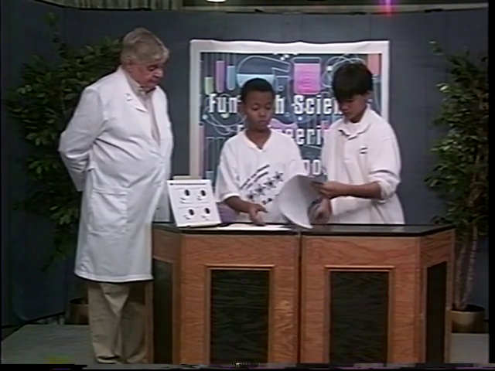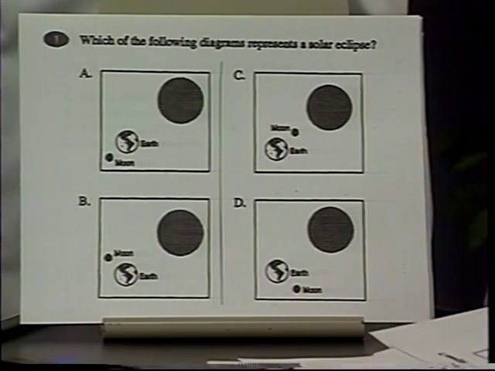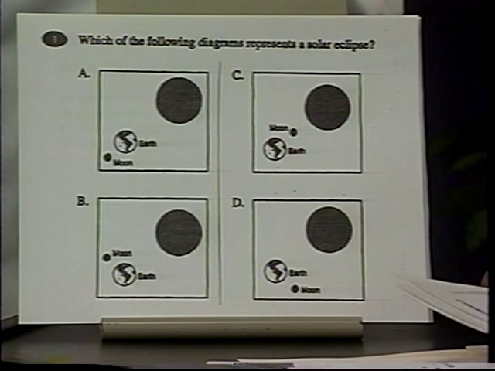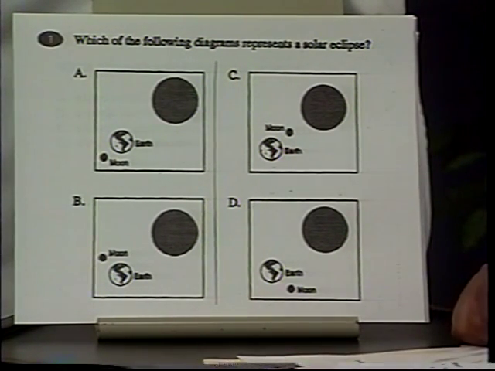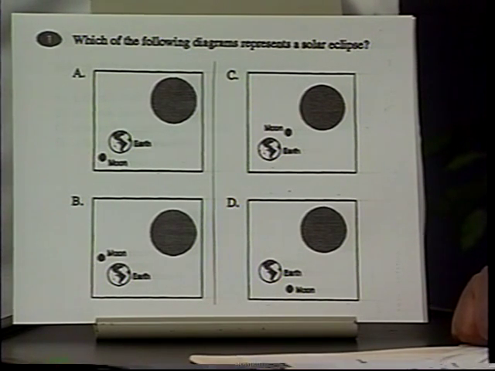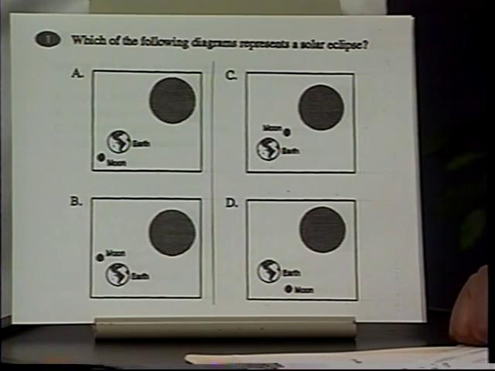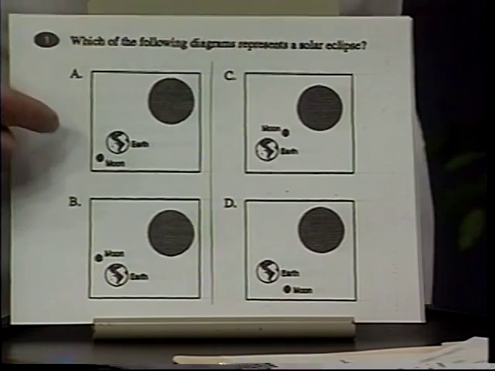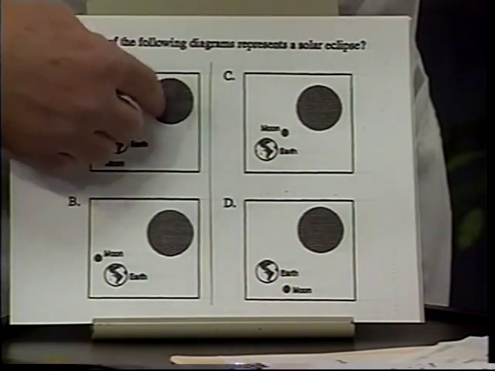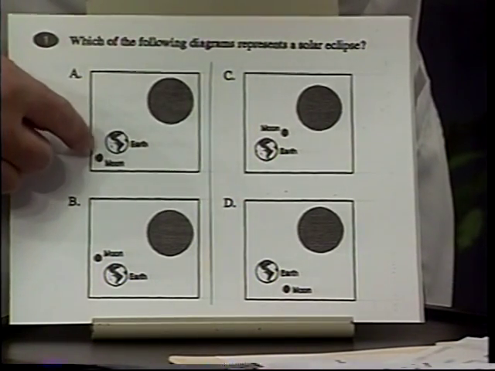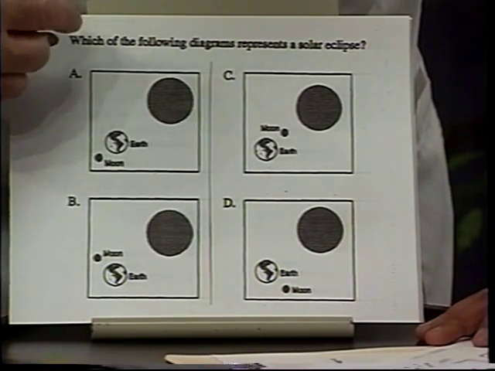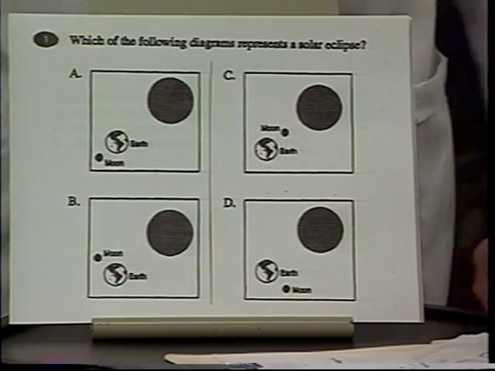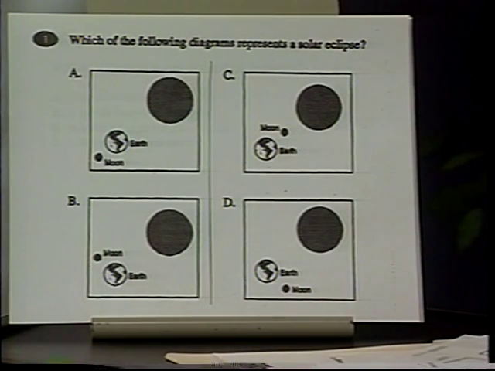Nice and loud. Which of the following diagrams represent a solar eclipse? A, yeah, I see that. You think A is going to be the solar eclipse? No. All right, so here's the sun, this big black looking thing. Here's the Earth, and there's the moon. You think it's C? Yeah, because what happens during the solar eclipse? The moon blocks the sun.